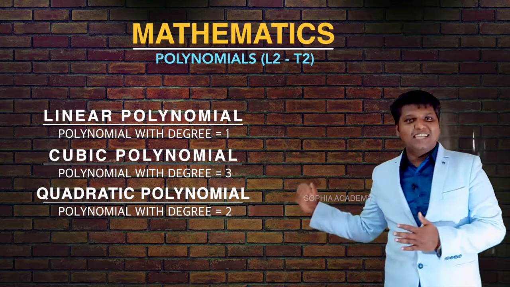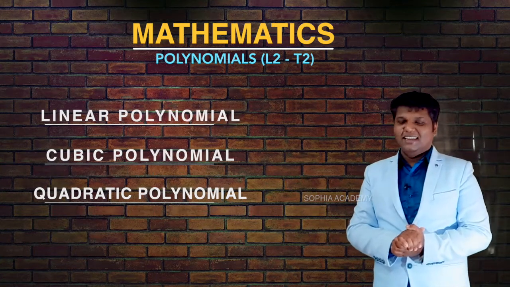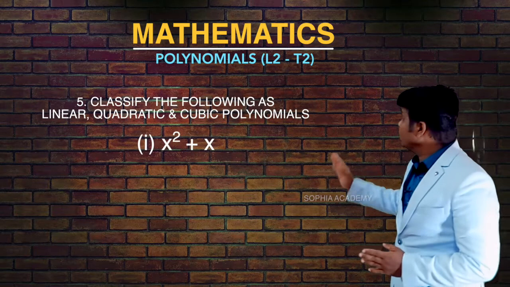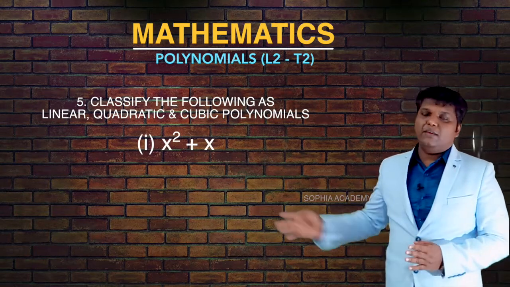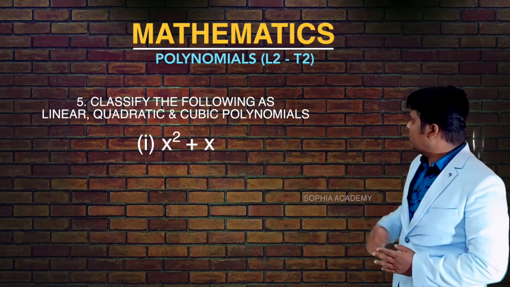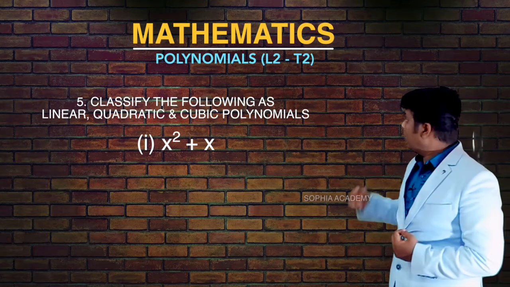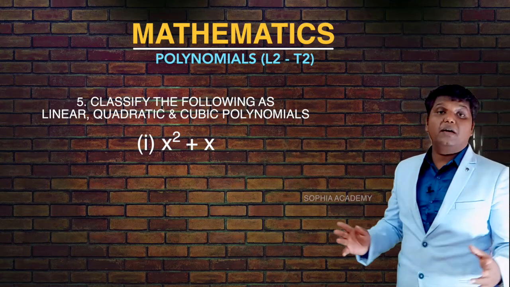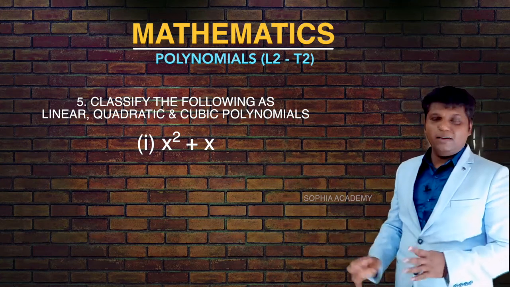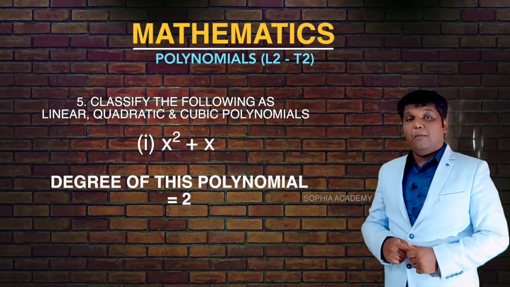So now let's get into the question. Very fast you will understand like this. Come on. The first question, x square plus x. There are two terms. First one is x square, second one is x. The power of the first term is 2. The power of the second term is 1, because if nothing is written it means it is 1. Which is bigger, 2 or 1? 2 is the bigger one. So we will say the degree of this polynomial is 2.